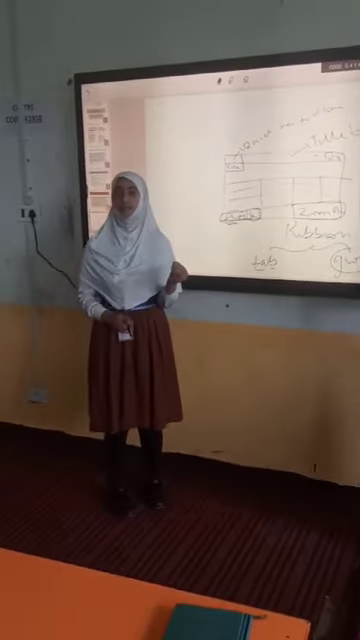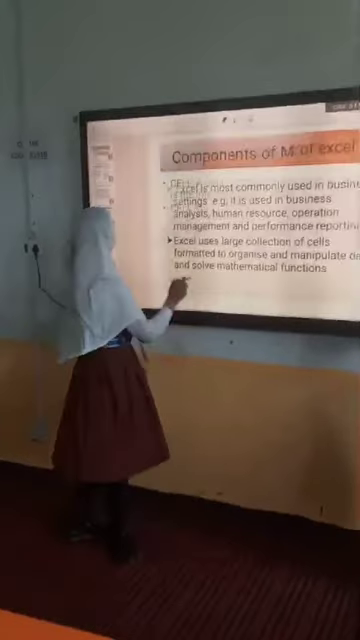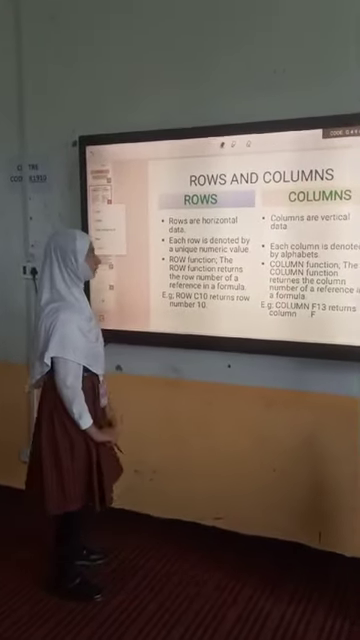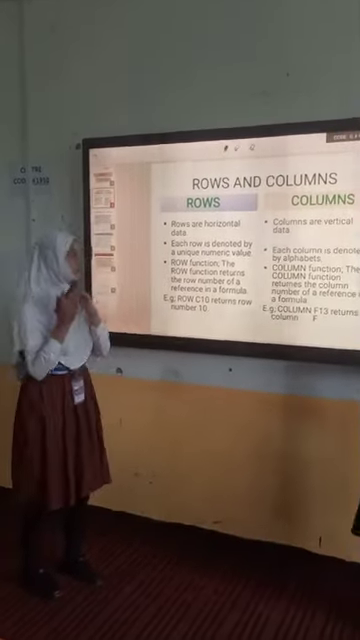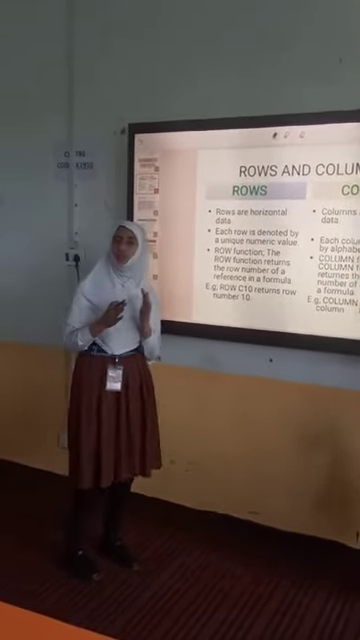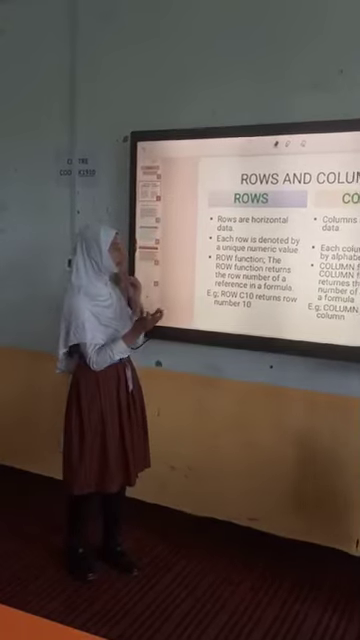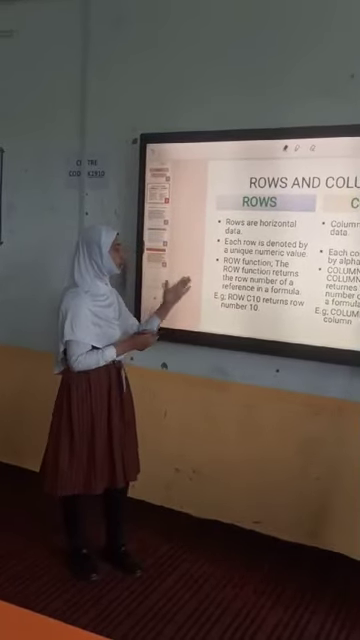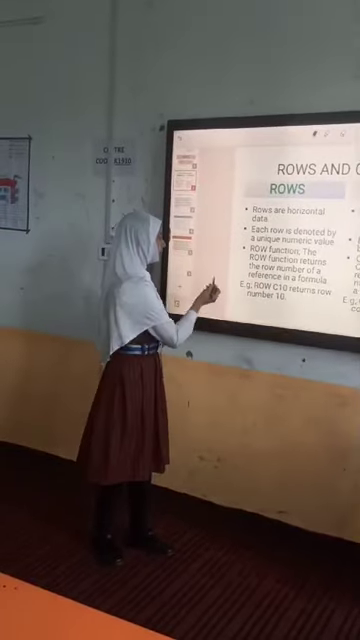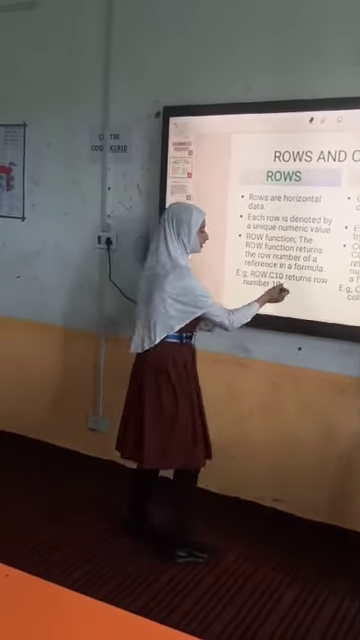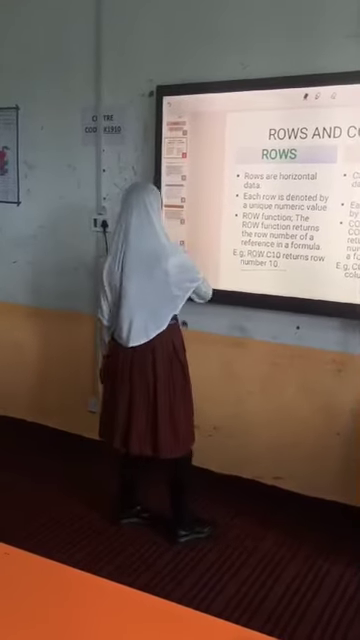Now we will explain rows and columns. Rows. Rows are horizontal data. Each row is noted by unique numerical values. Row function. The row function returns the row number of a reference in a formula. Example, row C10 returns row number 10. I will show you practical.